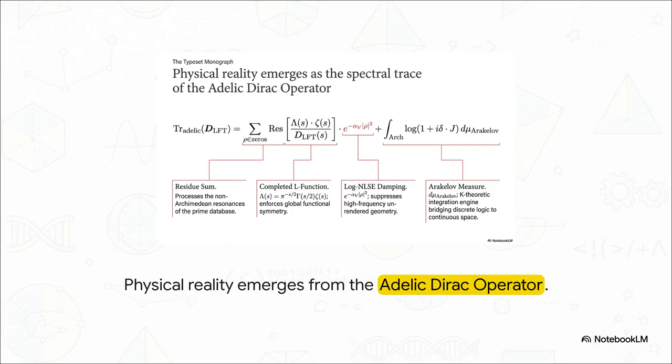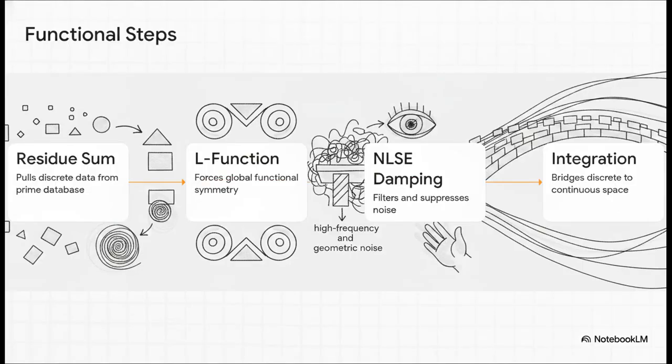I know, the math might look a little intimidating at first glance, but it functions exactly like a software pipeline. Let's deconstruct how it mathematically computes the physical world step by step. The equation operates in 4 incredibly precise functional steps. Step 1 is the residue sum. This actively pulls discrete data from that non-Archimedean prime database we talked about. Step 2 is the completed L function, which forces global functional symmetry onto that raw data.